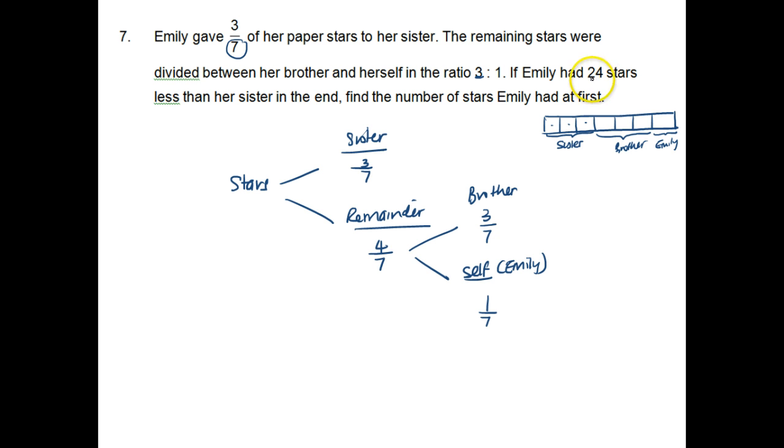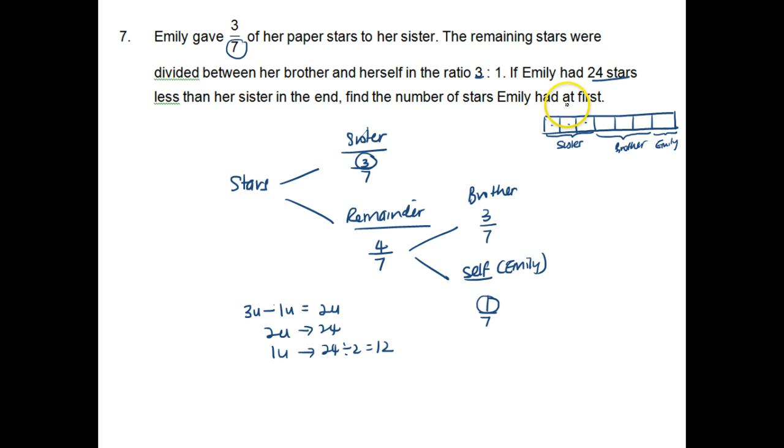So Emily had 24 stars less than the sister. Here I know the sister has 3 units, Emily has 1 unit. So Emily has 2 units less than the sister. 3 units minus 1 unit is 2 units. 2 units is your 24. 1 unit is 24 divided by 2, which is 12.